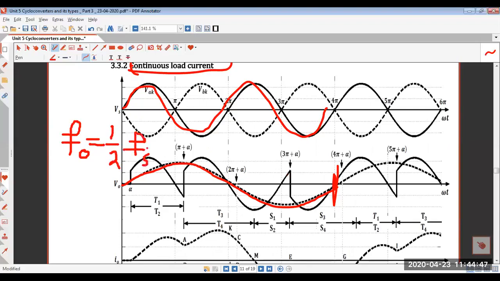Now why have we got 1 by 2 Fs? Because for the first cycle of input, we have triggered 2 SCRs. Then for the next cycle, 2 SCRs from the positive group. Then for the next cycle of input supply, we have triggered the 2 SCRs from the negative group, right?